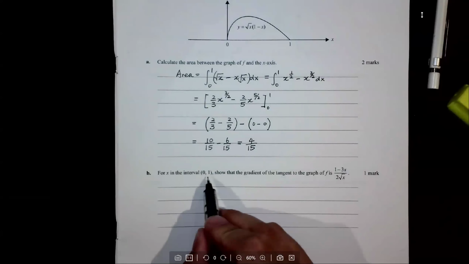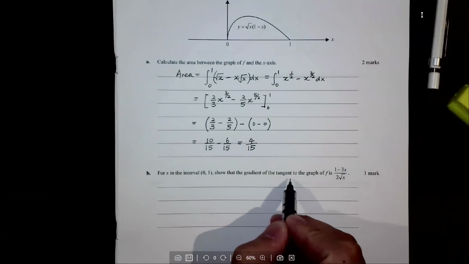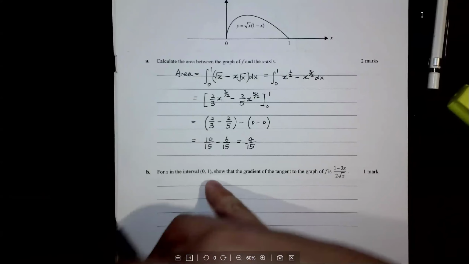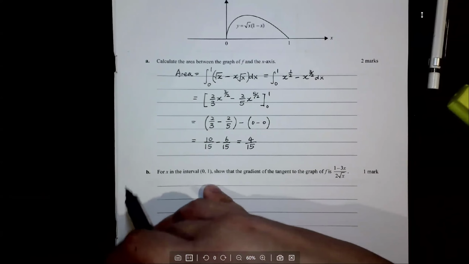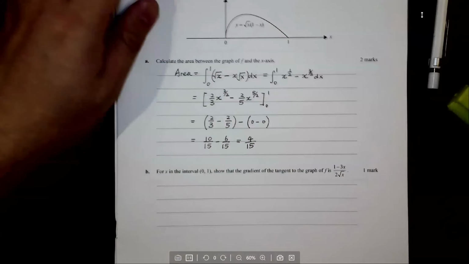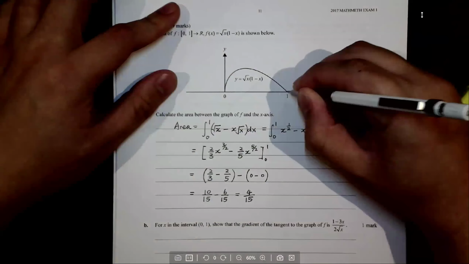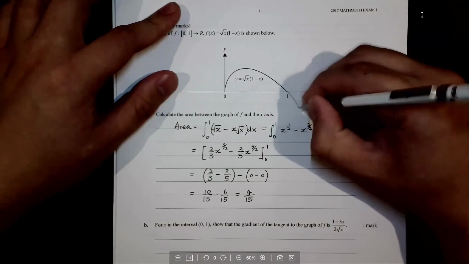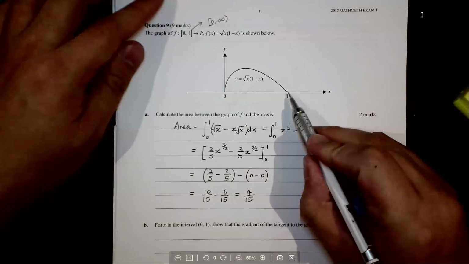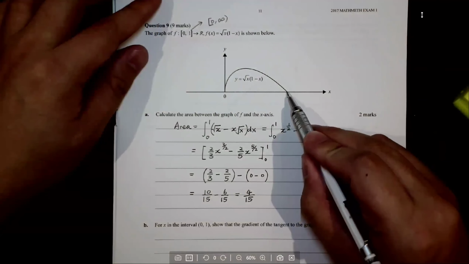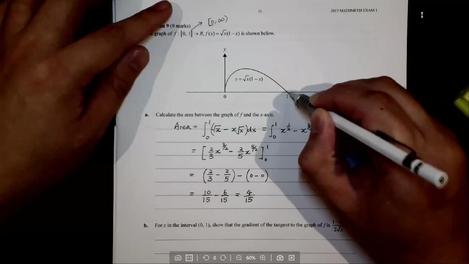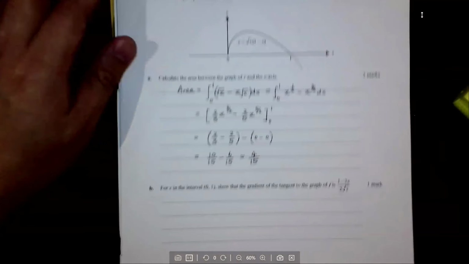For x in the interval 0 to 1, show that the gradient of the tangent to the graph of f is 1 minus 3x divided by 2 root x. Well, this did incur a technical issue for part C and part D. In fact, if you extend this graph later, the maximal domain of this function should better be 0 to infinity, because if you define this function on 0 to 1, it's not quite differentiable at the right endpoint. But anyway, we're going to proceed as if the gradient exists.